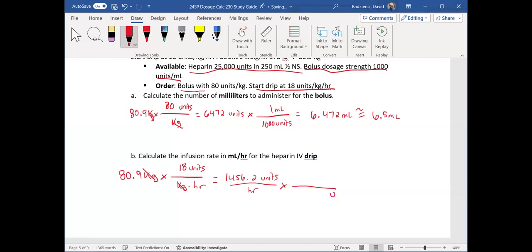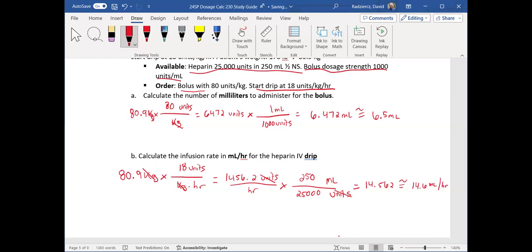So if you ever get stuck, what am I trying to get rid of? Units. What do I want? Milliliters. 250, 25,000. And you're going to get 14.562. And you're going to go ahead and round that to 14.6 mil per hour.